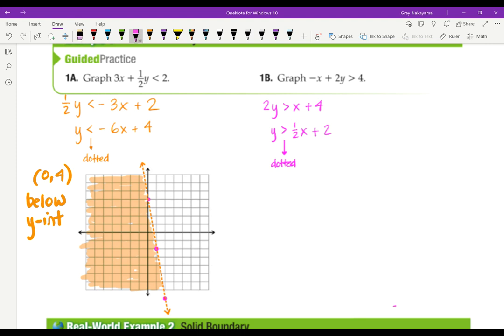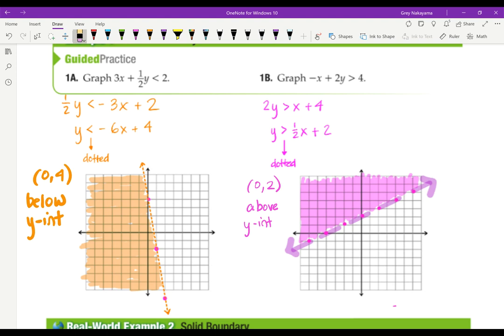So the other thing that you want to pay attention to is that my y-intercept is 0, 2. And that says y is on the left by itself. This symbol is greater than. So that means I'm going to shade above my y-intercept. And I hope I haven't written on the graph. So this is what my graph looks like.